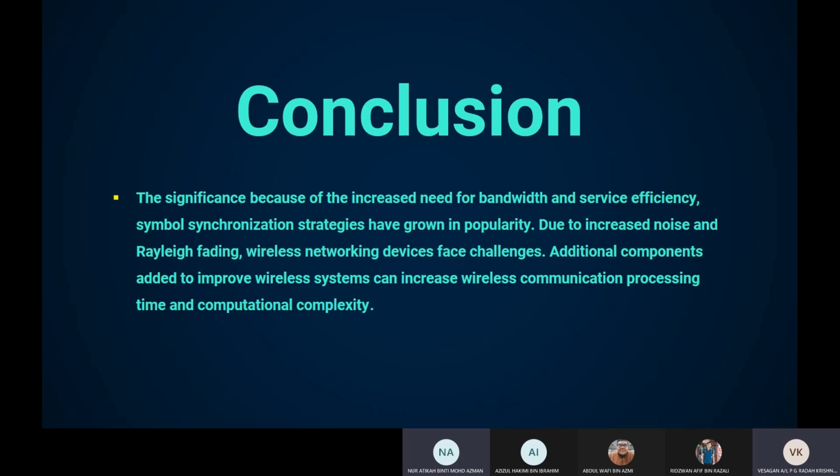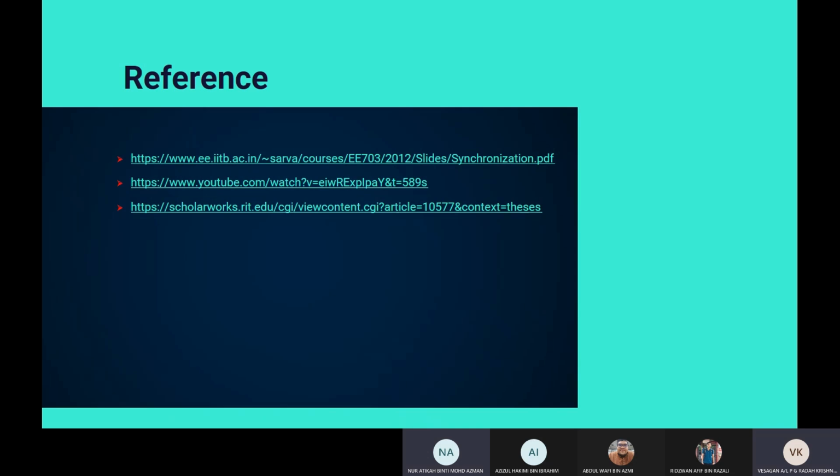So for the conclusion, due to the significant increased need for bandwidth and service efficiency, symbol synchronization strategies have grown in popularity. Due to increased noise and Rayleigh fading, wireless networking devices face some challenges. Additional components added to improve wireless systems can increase the wireless communication processing time and computational complexity. That is all from our group study, and these are the references we used for this group study.